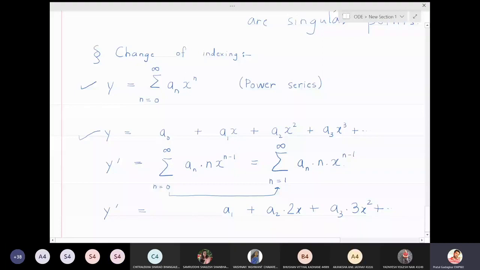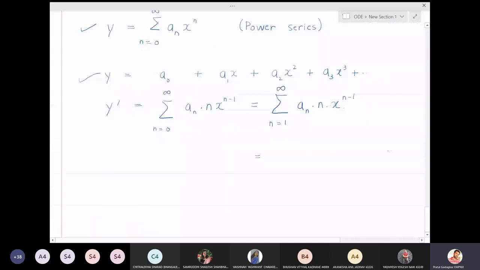Now what I am interested in is converting this particular summation into such a form that this term of n minus 1th power should look like an nth power. So what changes should I make here so that this x raised to n minus 1th power will start looking like x raised to n?